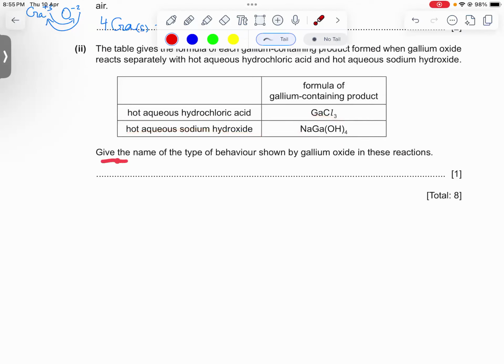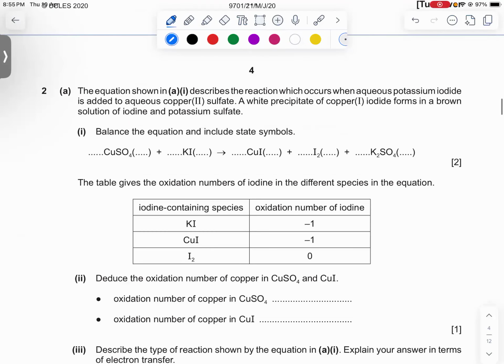Okay? Give the name of type of behavior shown by gallium oxide in these reactions. So because gallium oxide is reacting with both acid and an alkali, therefore it will be called an amphoteric oxide. This is like knowledge from your past, from your IGCSE or from your O levels. Okay. On to the next question.